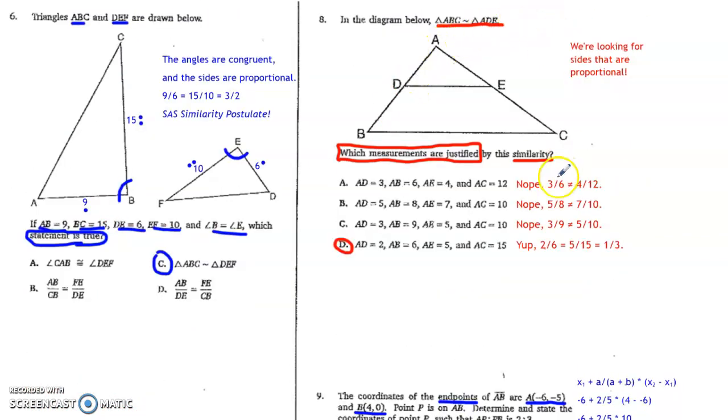In the diagram, it tells us that ABC and ADE are similar triangles. You can see that ADE looks like it's just a smaller version of ABC. Which measurements are justified by this similarity? In other words, here we are looking for sides that are proportional. So for example, this side AD divided by this whole side AB should be equal to this side AE divided by this whole side AC. So we do all those divisions and we find one that works. 2 divided by 6 is the same as 5 divided by 15.